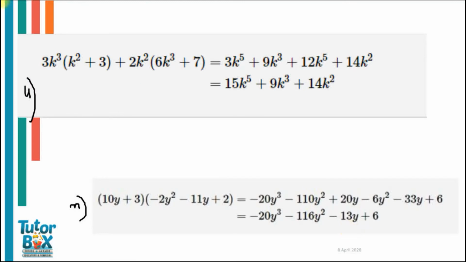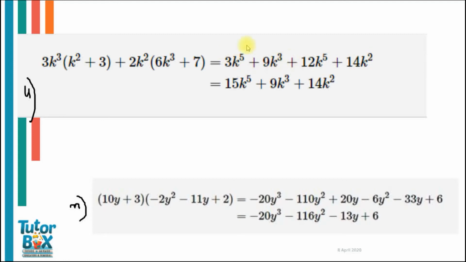Okay. And then for U, we had 3k to the 3 times k squared plus 3, plus 2k squared times 6k to the 3 plus 7. So this will become 3k to the 5 because you have 3k cubed times k squared. Plus this times that, that is 9k to the 3, plus 12k squared times 6k cubed, that will be 12k to the 5, plus 14k squared.